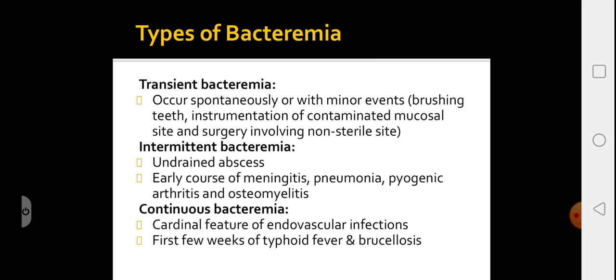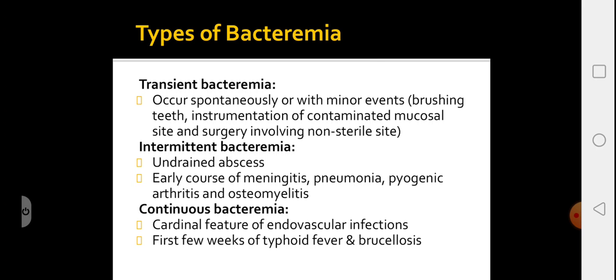Let us look into types of bacteremia. They are transient, intermittent, and continuous bacteremia. Transient bacteremia occurs spontaneously or with minor events following any chewing of food, brushing of teeth, or following any dental procedures, endoscopy, or surgeries involving non-sterile sites like vaginal hysterectomy, transurethral resection of prostate.